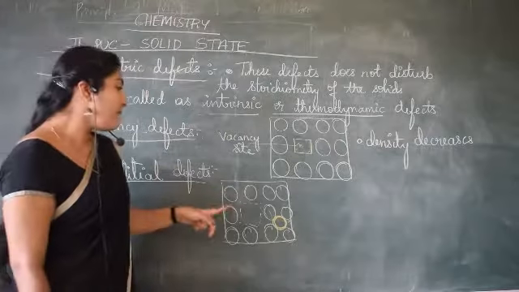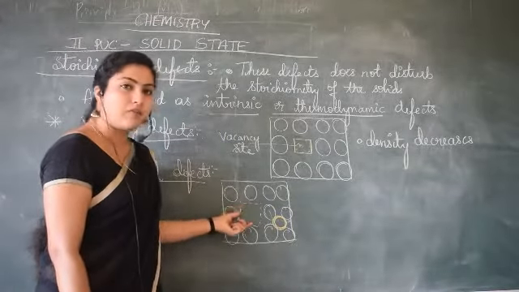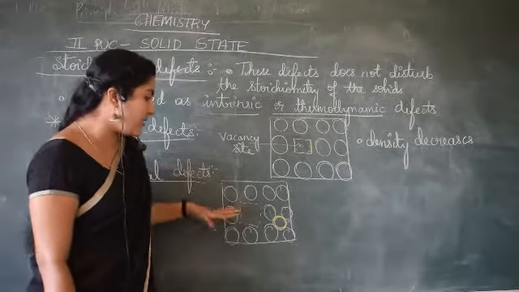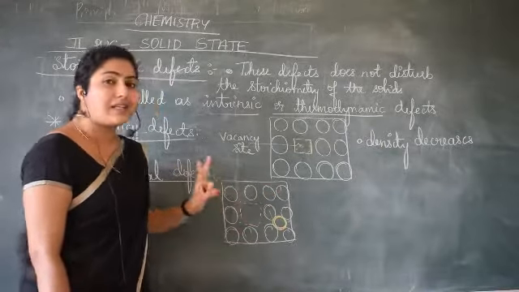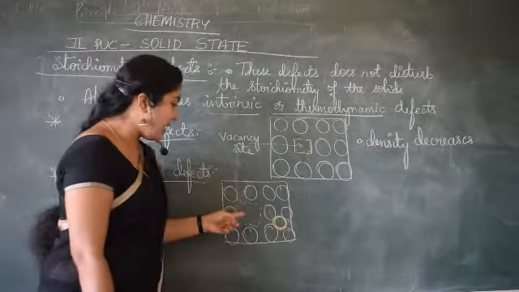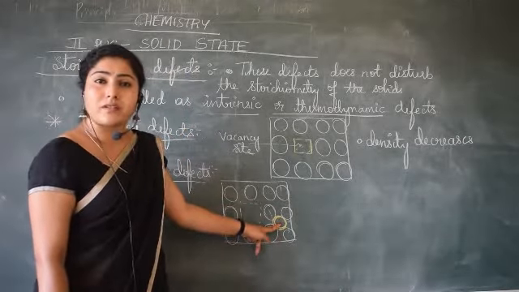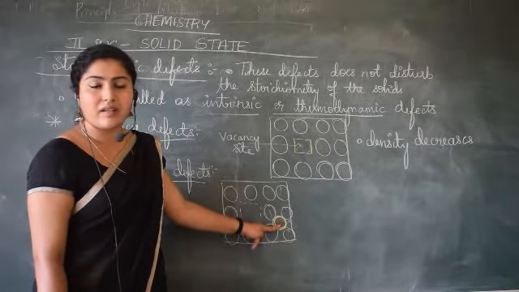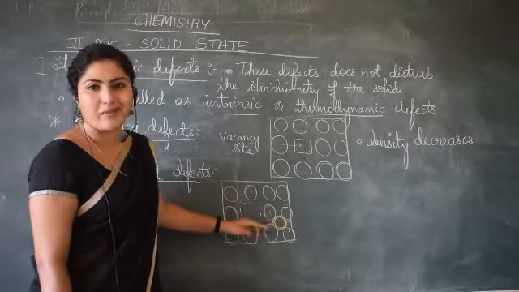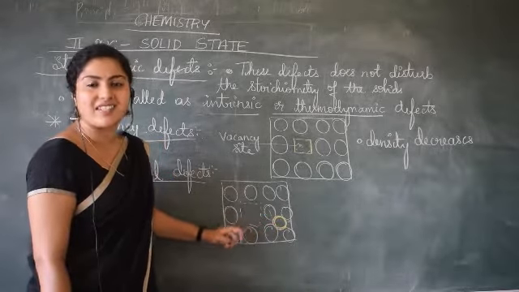Hope you're getting it. That means an atom which should have been in the normal site, this is a normal order, does not follow that order. Instead, that atom comes and occupies one more space which is not normal. It is an abnormal site. Don't write abnormal site. It's called interstitial site.